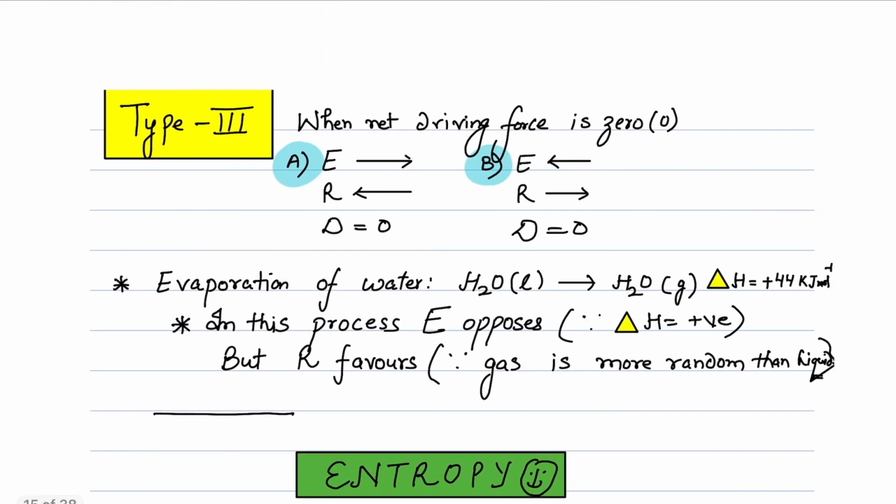Next is type 3, when the net driving force is equal to 0, so both energy and randomness are having the same magnitude but opposite direction, so the net driving force is equal to 0. So we can explain the evaporation of water here. It changes from liquid to gas but having delta H equal to positive 44. So the energy factor opposes here, but our randomness favors because it is moving from liquid to gas. Randomness is increasing.